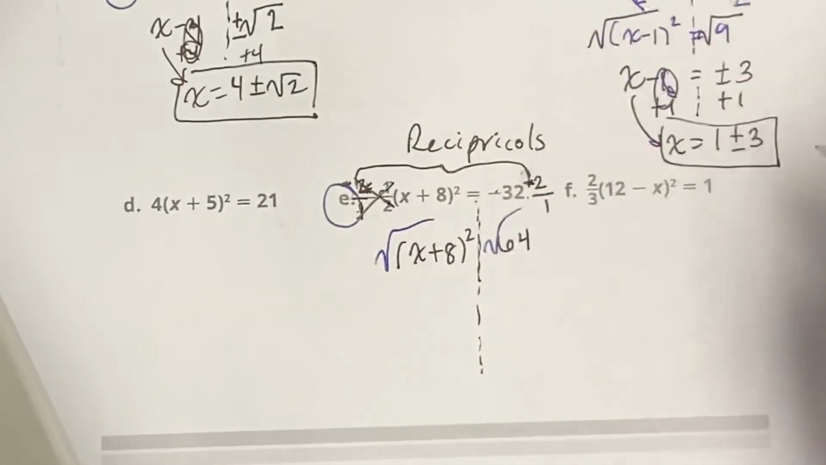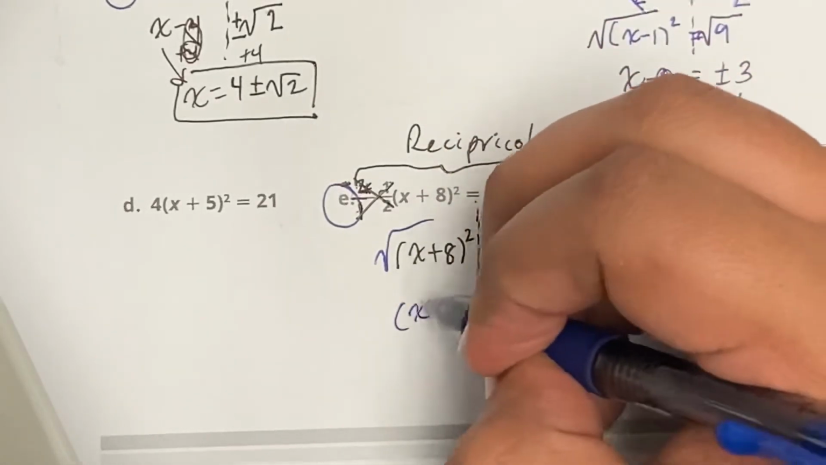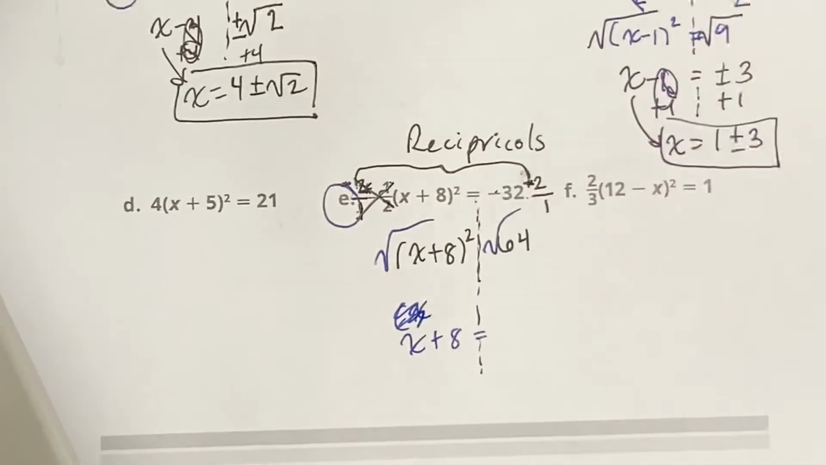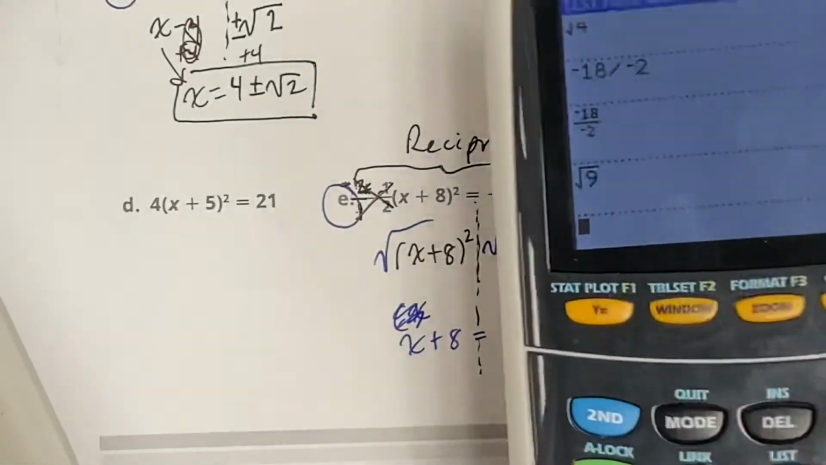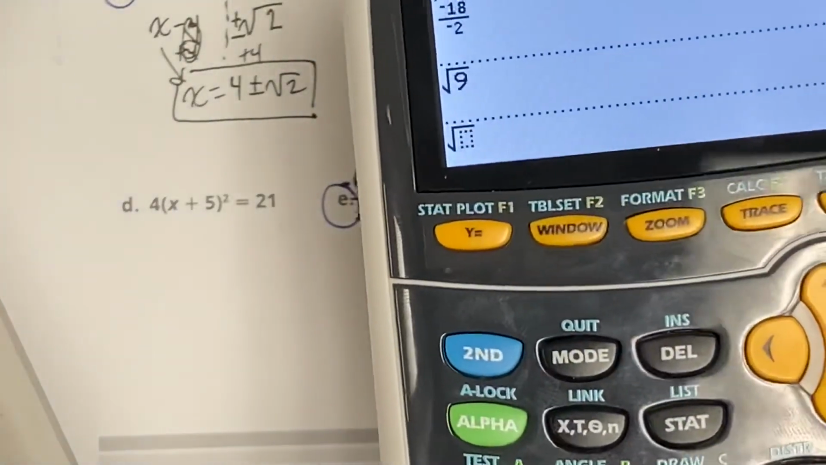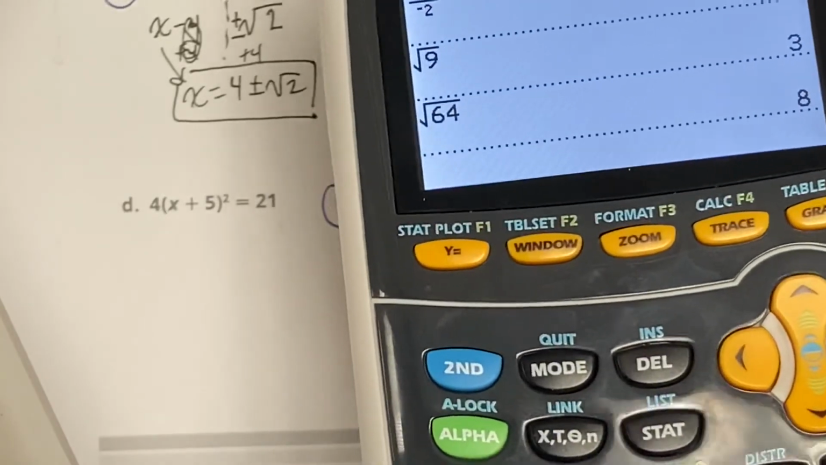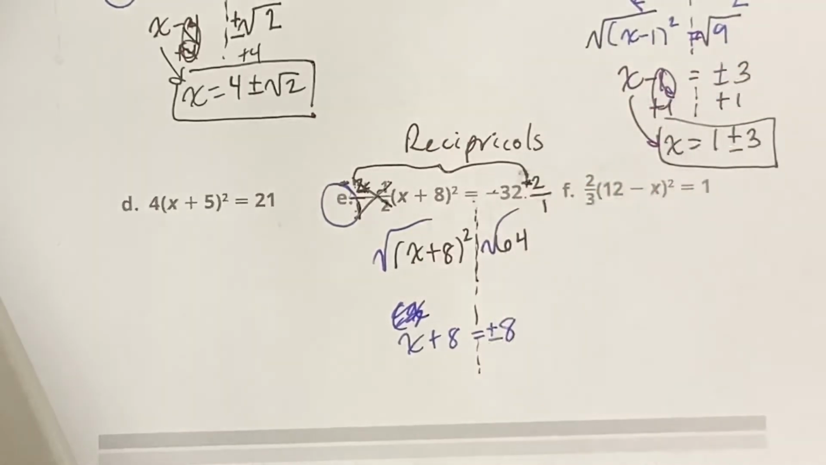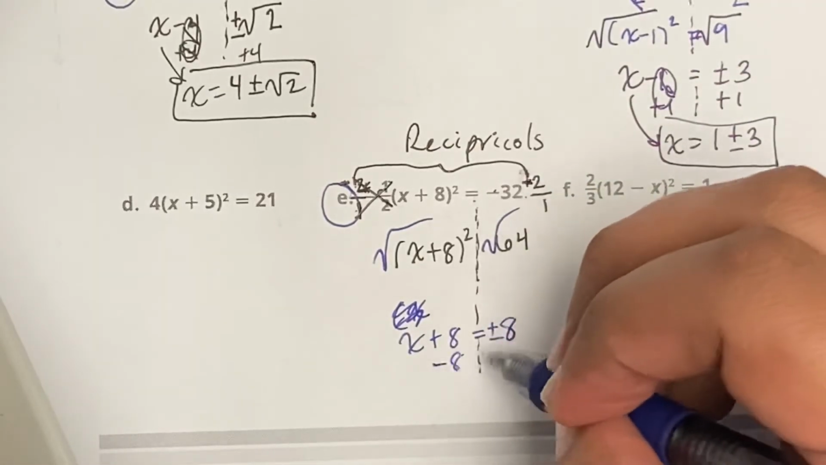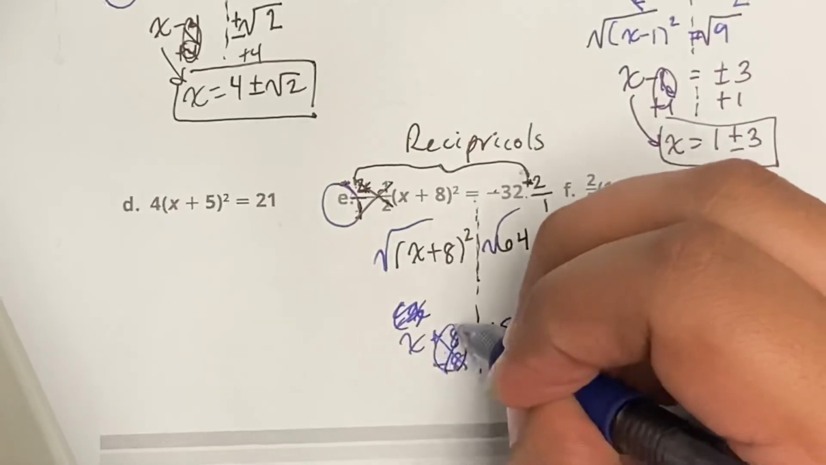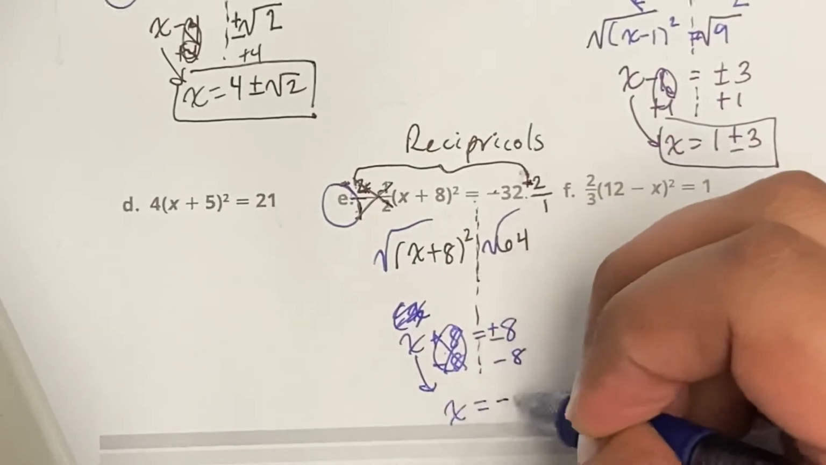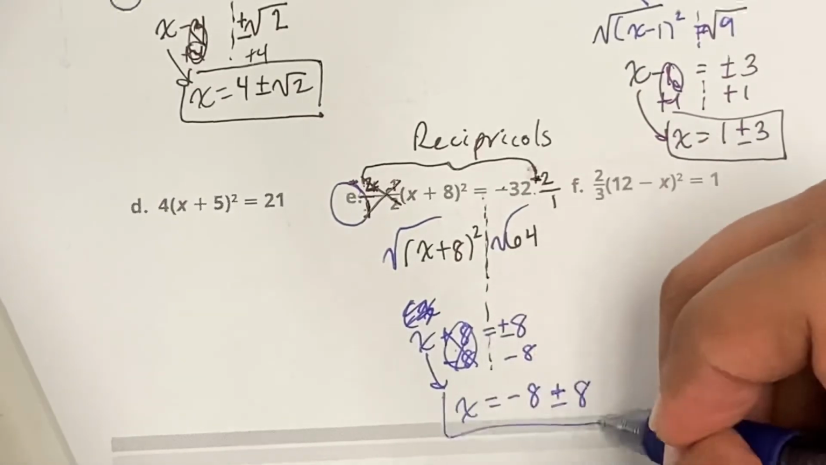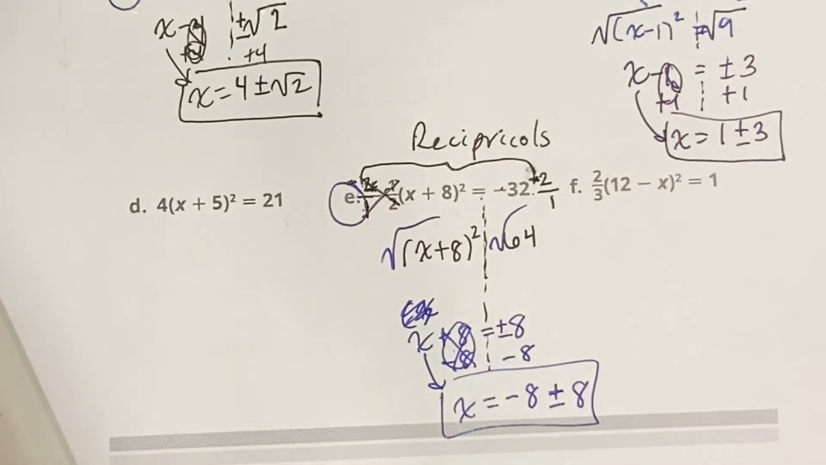Square root. What's left over? Oops, sorry. X plus 8 equals 64 is a nice square root. Square root of 64 gives me 8. Plus or minus. Now I get to subtract. X equals -8 plus or minus 8. And we could solve this because it gives us regular numbers.